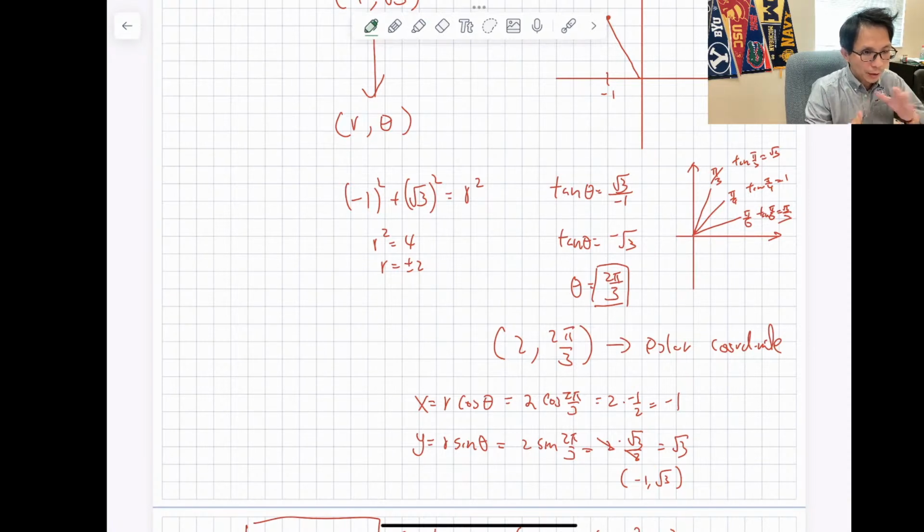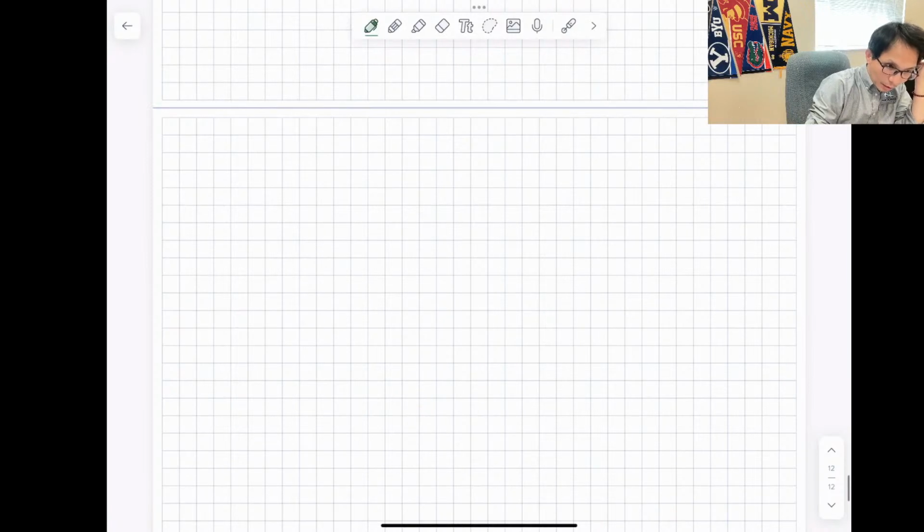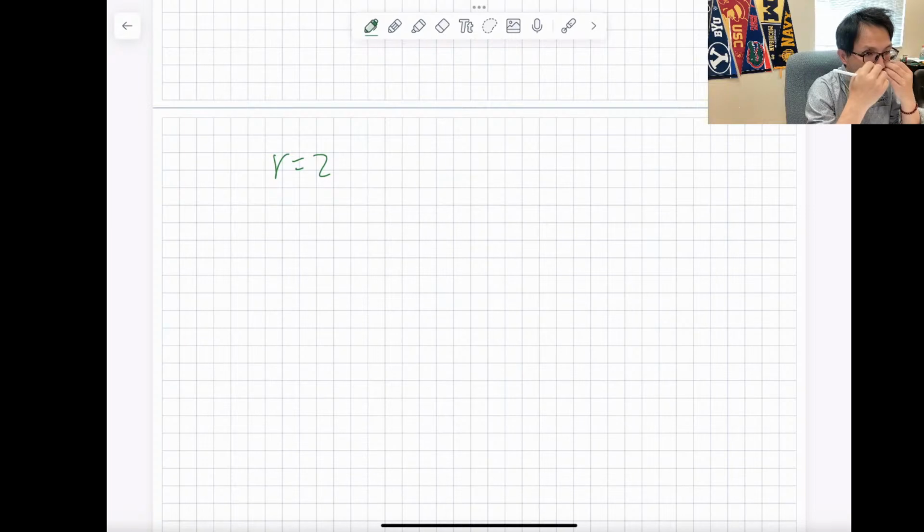All right. So we need to be able to convert from a polar equation to a rectangular equation. We just converted a coordinate, from polar to rectangular and rectangular to polar. That's pretty easy. How do you change a polar equation to a rectangular equation? That becomes kind of interesting. So let's start with r equal to 2. How do I change this to a rectangular equation?